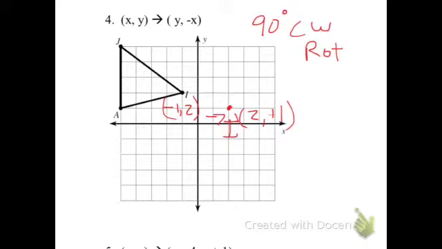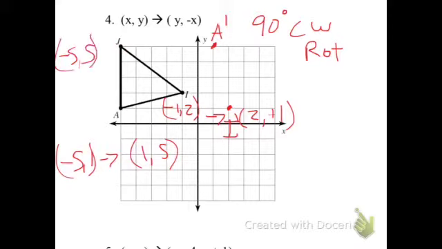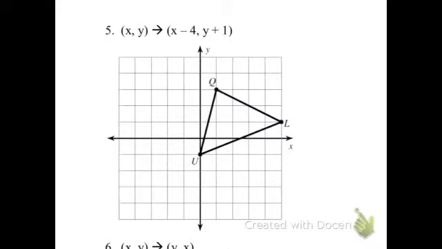A is currently at -5, 1. When I do my transformation, I'm looking at 1, 5. A prime is going to be there. J is currently at -5, 5. So when I do my interchange and do the sign change, I'll get 5, 5 for my new point there. There's going to be J prime, and I got my 3 points. Connect them up, all done.